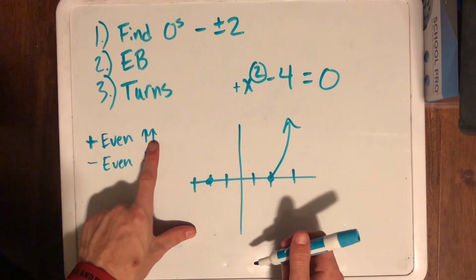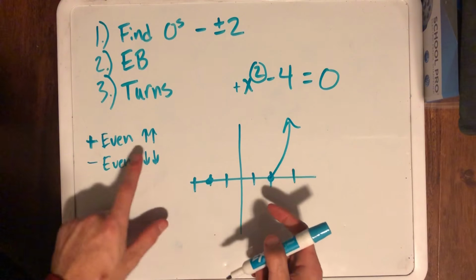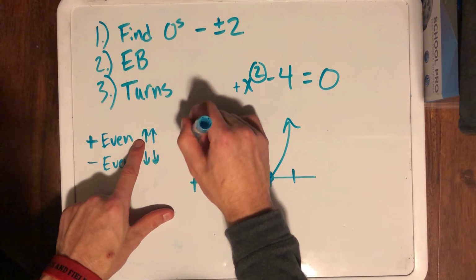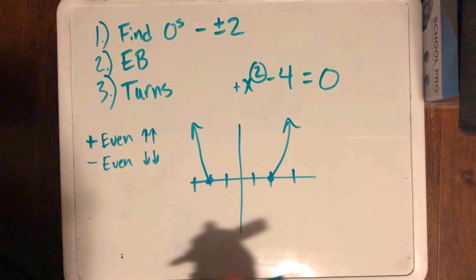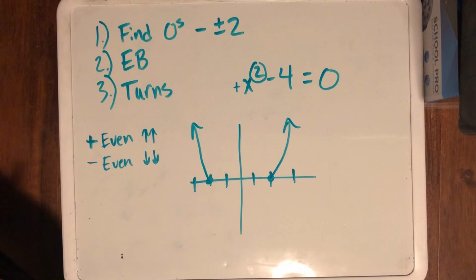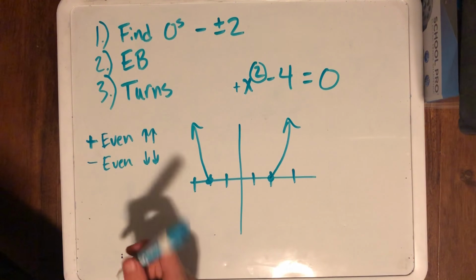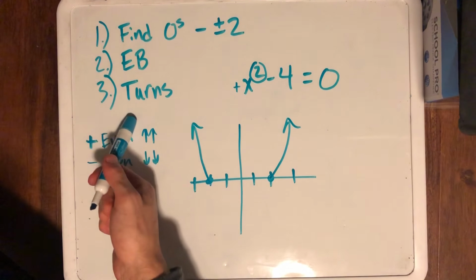Okay, and then because we know that our even powers are the same, and because a positive even power on the left also goes up, we can draw something up right there. Okay, so now this last part is what are we going to do between here and here? Well, this is where the number of turns comes in.